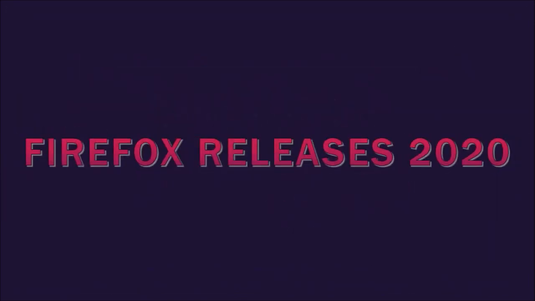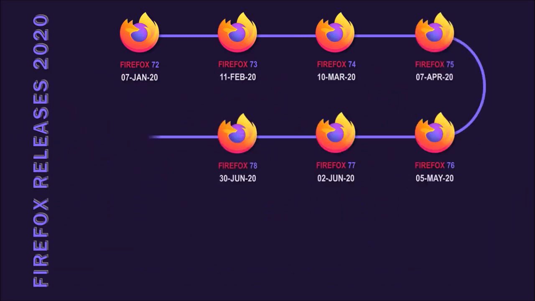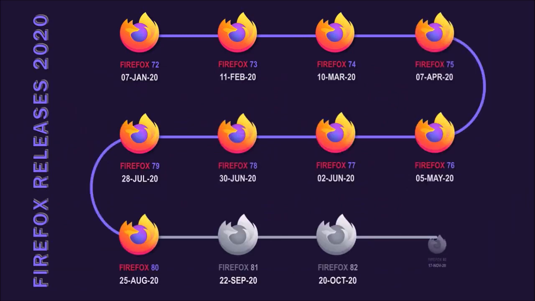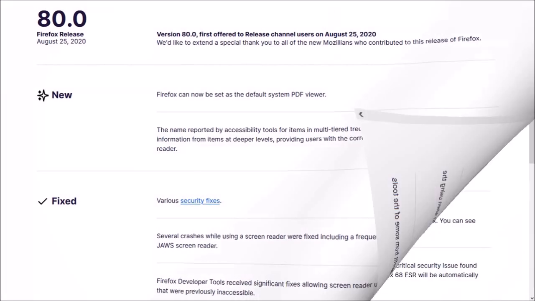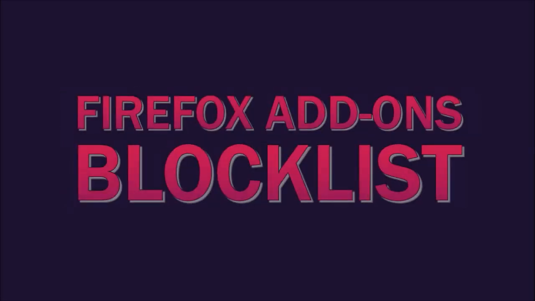So far, Mozilla has released 9 major browser updates in 2020, as you can see in this chart. There were only a couple of notable changes in this new browser update, which I'll cover in this video. First up, a new Firefox add-on Blocklist.